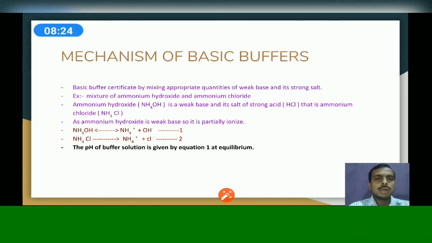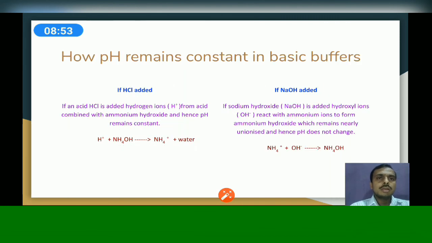Here equation 1 decides the pH of the buffer solution. Now see equation 1 and 2. Ammonium hydroxide at equilibrium gives ammonium ion and OH minus ion. This indicates that the reaction is reversible, while ammonium chloride, which is a salt, completely ionizes to form ammonium cation and Cl minus. How does pH remain constant in basic buffers?